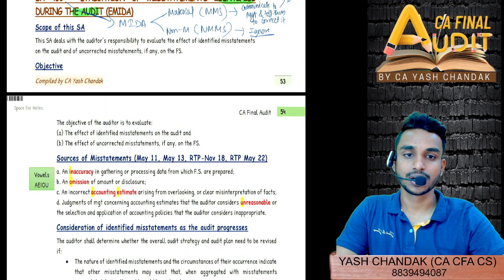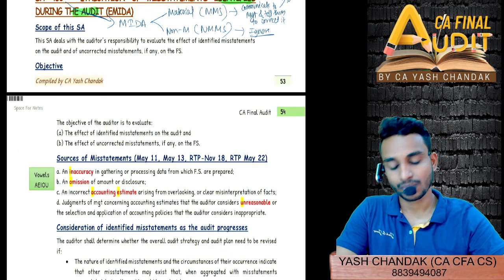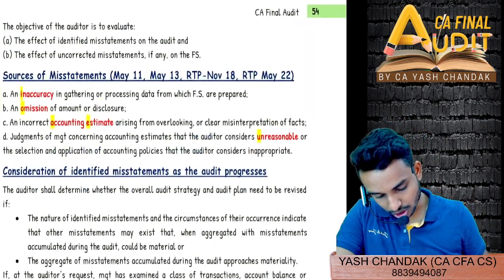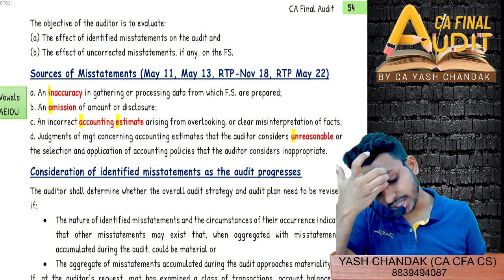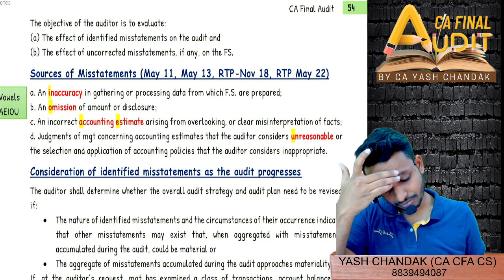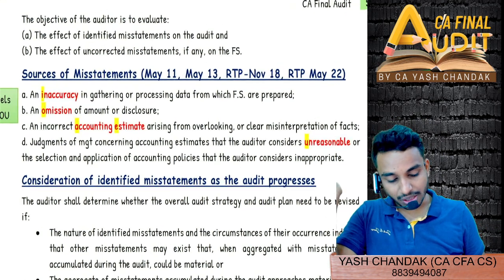Any doubt? So just come to this question. This has been asked multiple times: sources of misstatement, May 11, May 13, RTP November 18, RTP May 22 also. So what could be the sources of misstatement?